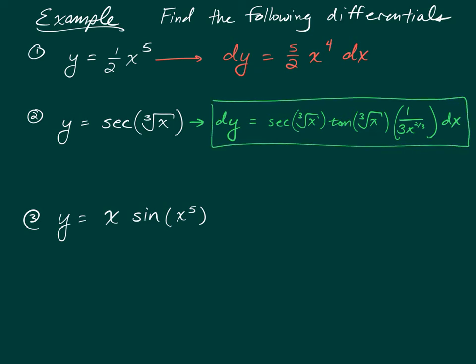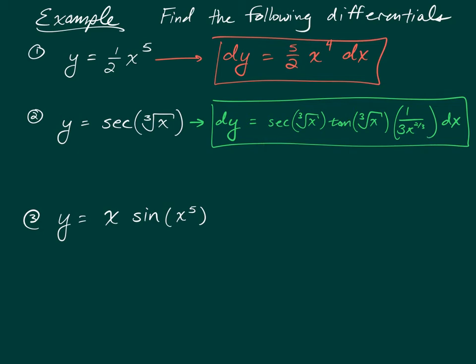So again, you are just taking the derivative like you normally would. Here you see a function inside of another function that involves chain rule. So you take the derivative of the outside function, secant tangent, leave the inside function alone, and then multiply the derivative of the inside function behind it all. And that's it. You found the differential dy equals all of that.